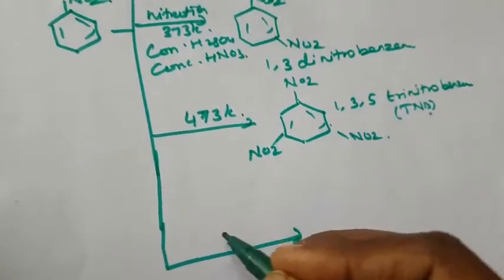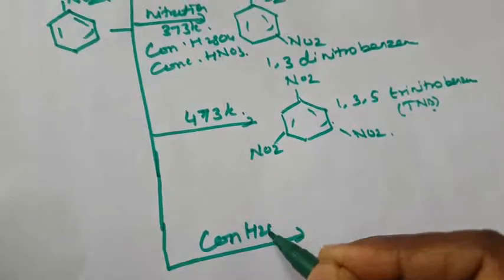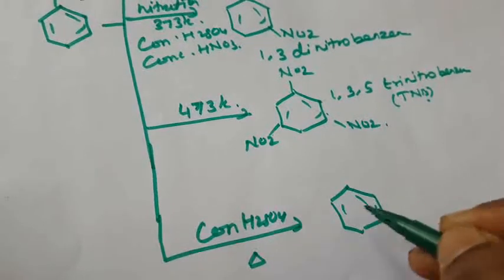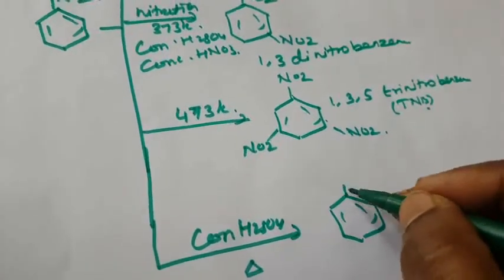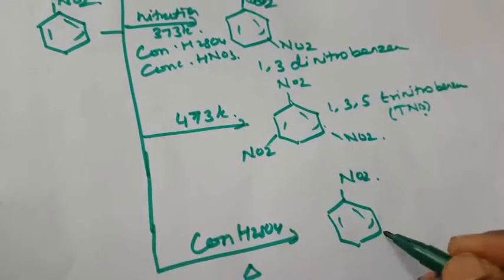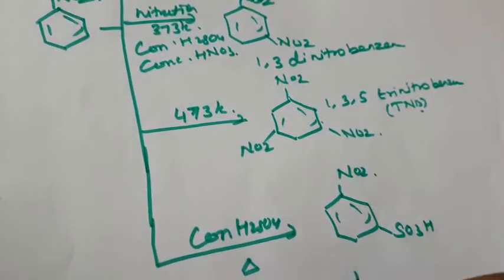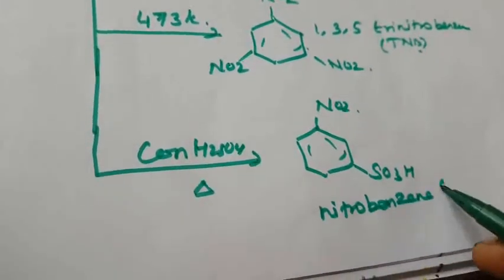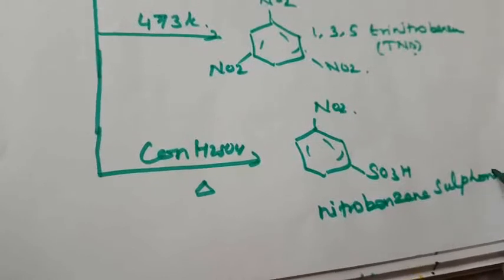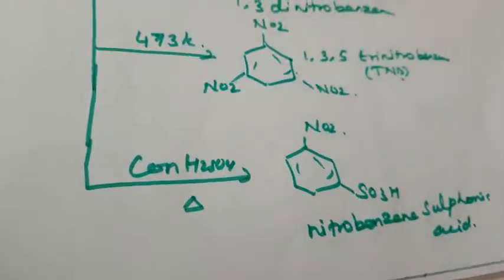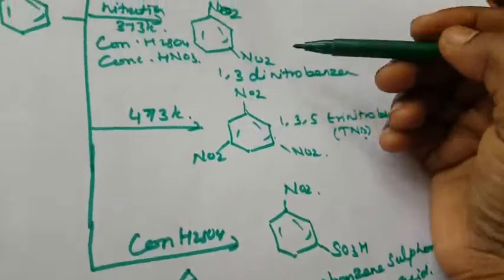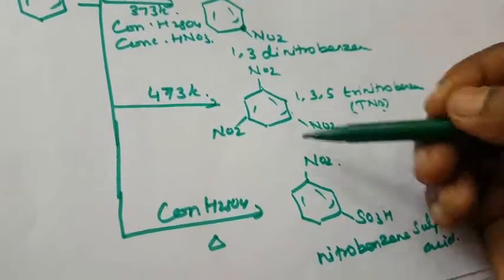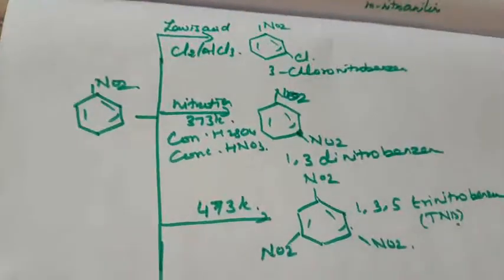Then again sulfonation. What is meant by sulfonation? Concentrated sulfuric acid on heating forms nitrobenzene sulfonic acid. Looking at all these products, all the substitution takes place at the meta position. So all are meta positions only.